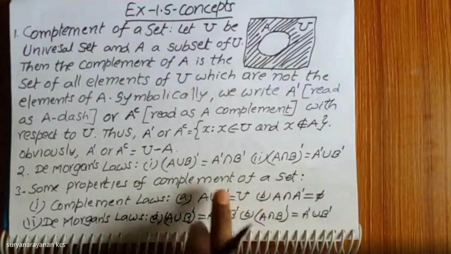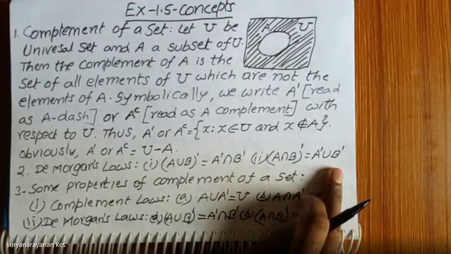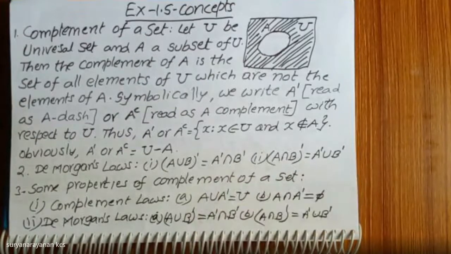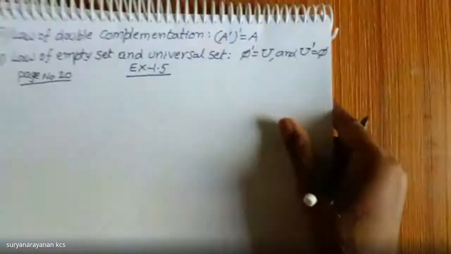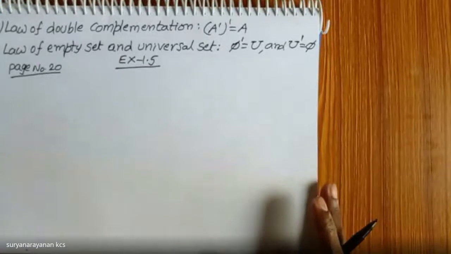Mahima, read these two. A union B the whole dash is equal to A dash intersection B dash, and A intersection B the whole dash is equal to A dash union B dash. Very good, my dear Mahima. Rexlin, you have network issue. Mic issue. Okay, it's okay, my dear Rexlin. But learn how to read these De Morgan's laws. Okay, my dear children. These two are very important for this exercise.